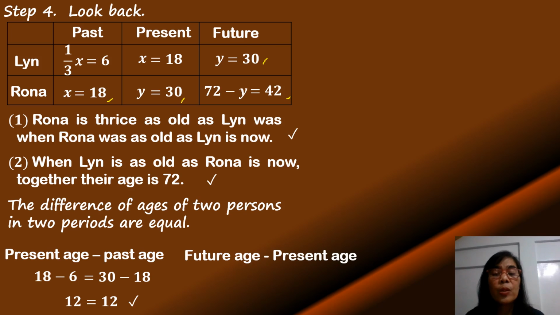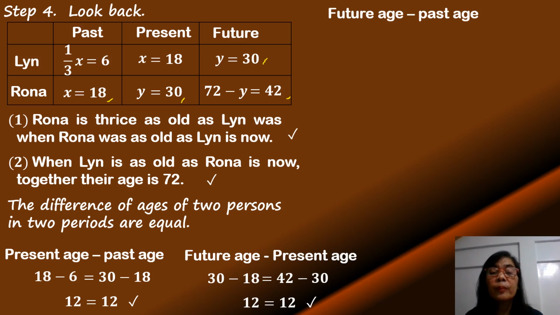Or if we're going to consider their future age and their present ages, we have 30 minus 18. It must be equal to 42 minus 30. We arrive again at an identity that 12 is equal to 12. Again, the principle of age problem is satisfied.